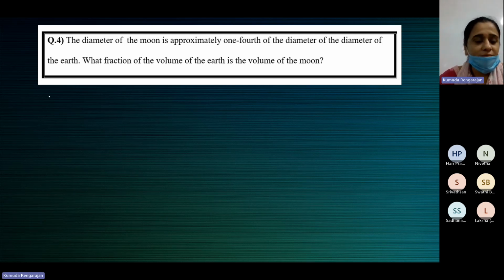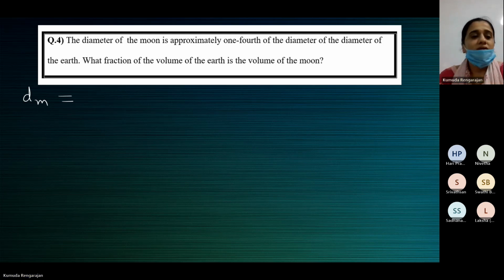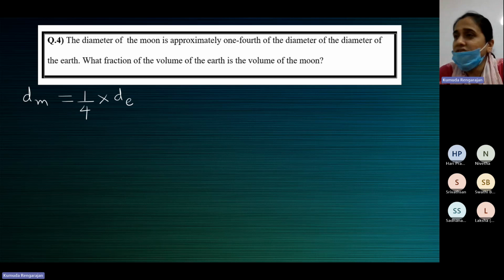The diameter of the moon is approximately equal to 1/4 into the diameter of the Earth. Whatever is there, we have just written it using symbols in an equation form, so it's easy to understand. From this equation, we can read it easily: diameter of the moon is equal to 1/4 of the diameter of the Earth.